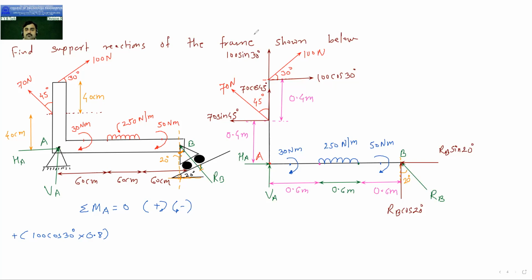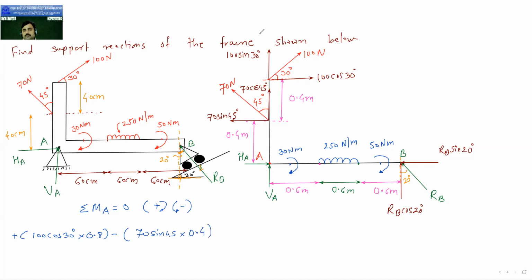Next force is 70 sine 45, this force at this level. So this 70 sine 45 is at a distance of this. This is the distance 0.4 from point A, and it will rotate. It is moving towards left, so it will rotate about this direction. So this is the direction of rotation. It is anti-clockwise. So this will be minus 70 sine 45 into 0.4.